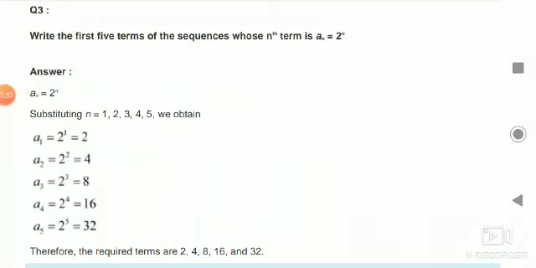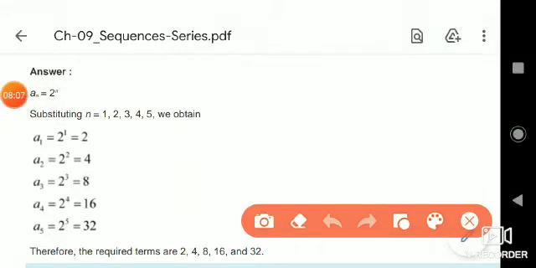Let me begin with the third question. Write the first 5 terms of the sequence whose nth term is an is equal to 2 raised to n. Dear students, once again the nth term of the sequence is given for us, that is an is equal to 2 to the power n. Since we want the 5 terms of the given sequence, therefore n is ranging from 1 to 5.